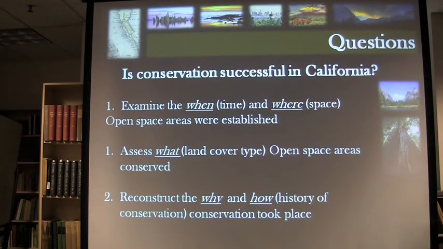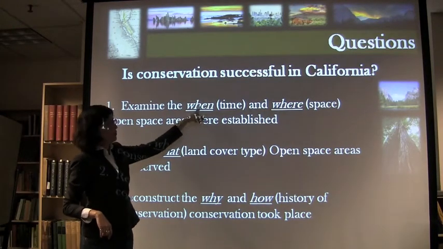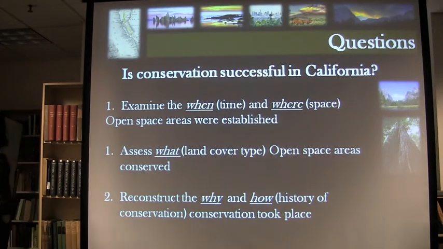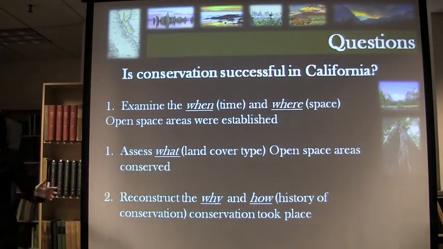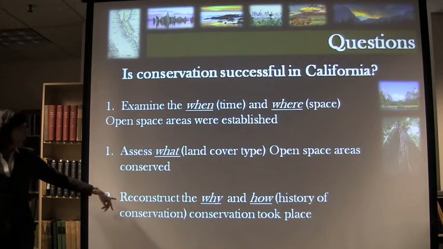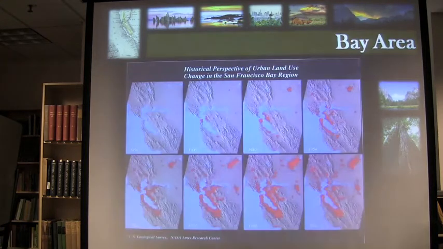The question is: is conservation successful in California? Yes, it's a very ambitious question, but let's start to depict this in several components. So basically what I'm trying to do now is to look into when in time land was acquired, where in space throughout the state, what land cover types, and I'm going to show you some results, was acquired and when, and why and how this land acquisition took place.